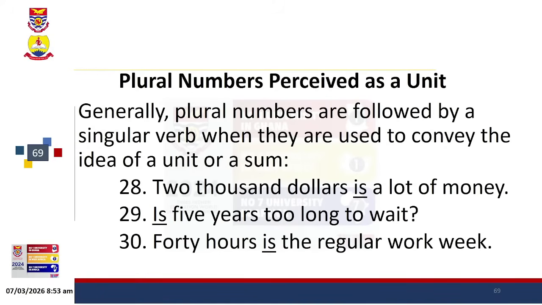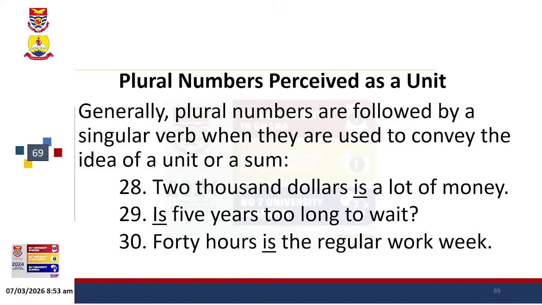Is 5 years too long to wait? 5 years. That is more than a year. So why is it not plural? Why didn't we use are? We did not use are because 5 years is a measurement of time. Is 5 years too long to wait? 5 years is too long to wait. 40 hours is a regular work week. 40 hours is a measurement of a work week.